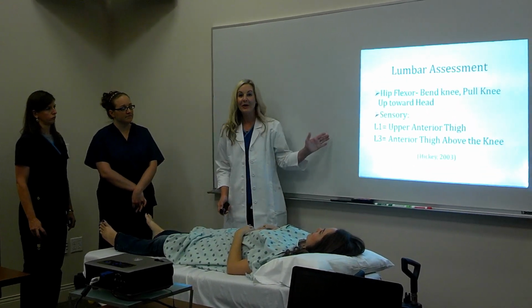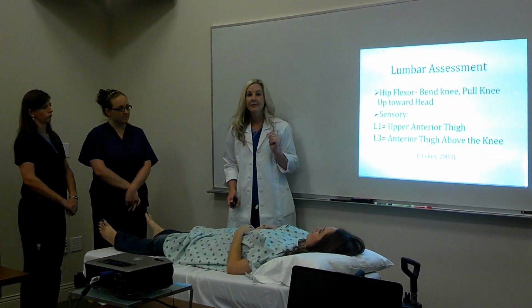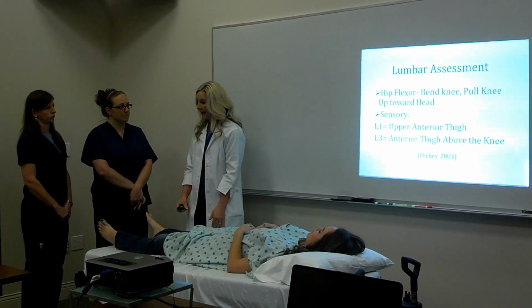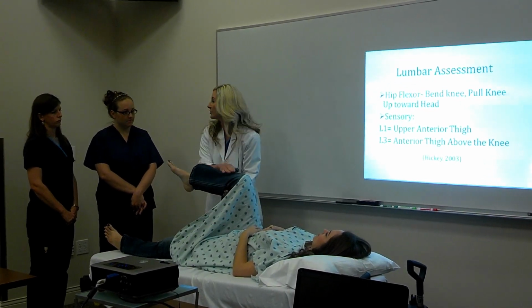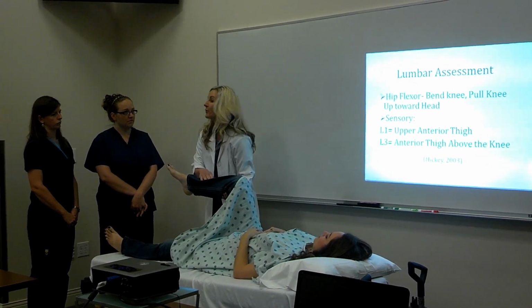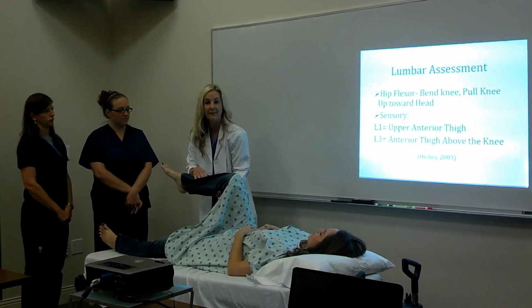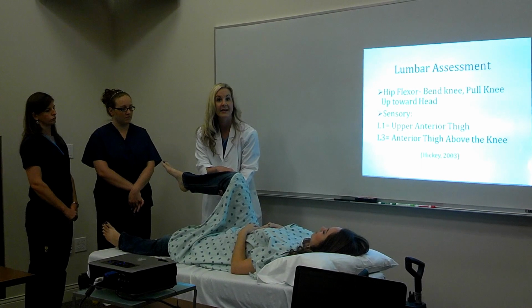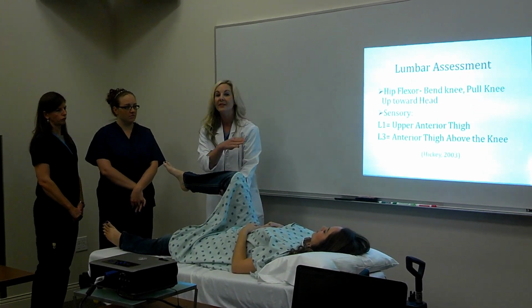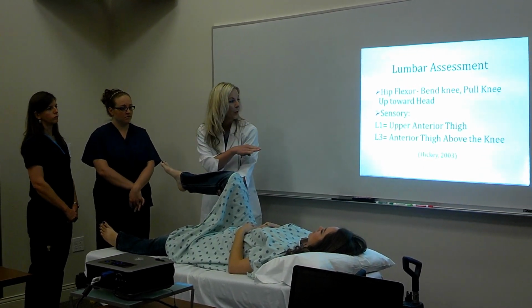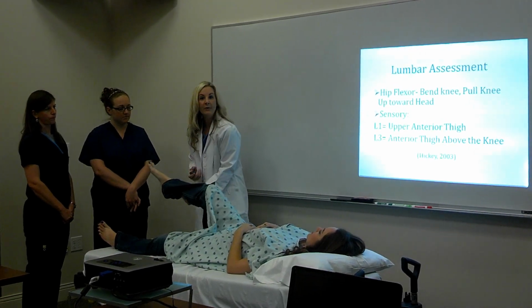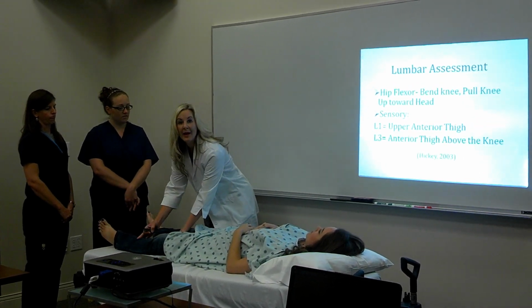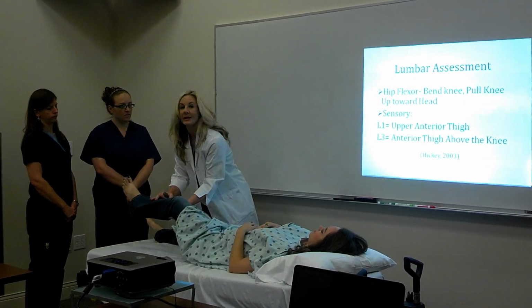Okay, so here we go. We're going to start with the hip flexor. Now the hip flexor, I'm going to ask Stephanie to bring her knee towards her head. Again, I'm assessing for strength to make sure it's a 5 out of 5, rating it on my scale of 0 to 5. I'm also going to be assessing if she has normal sensation, and the sensation distribution would be at L1 and L3, which would be the upper part of her thigh. We will do that on both legs. You want to make sure that you do it bilaterally as well.